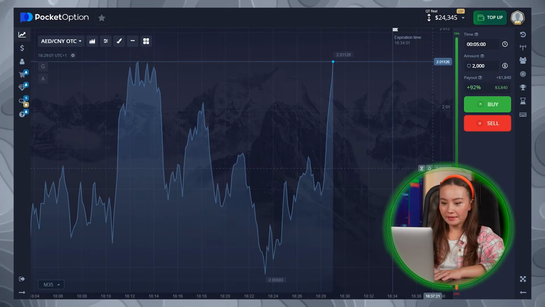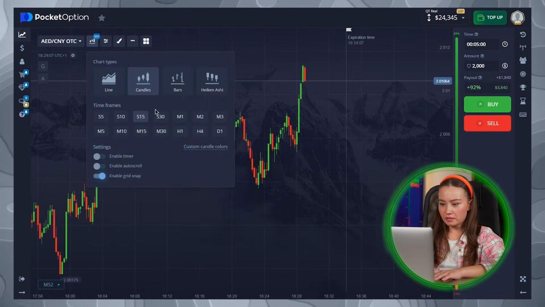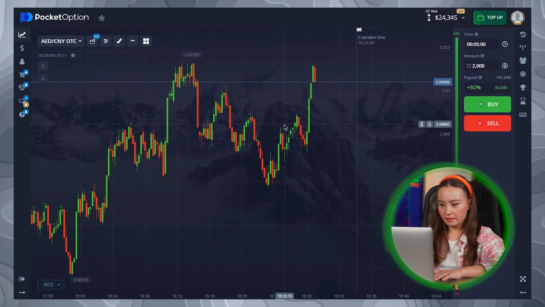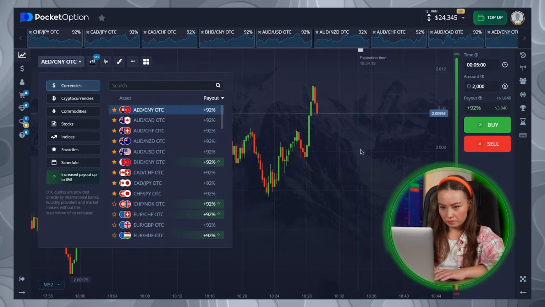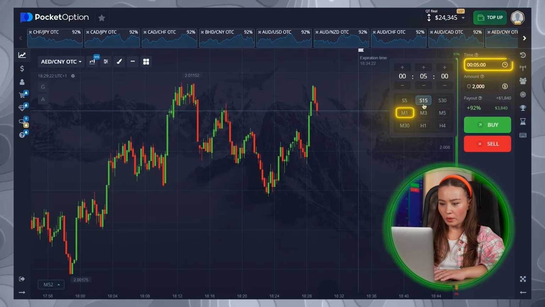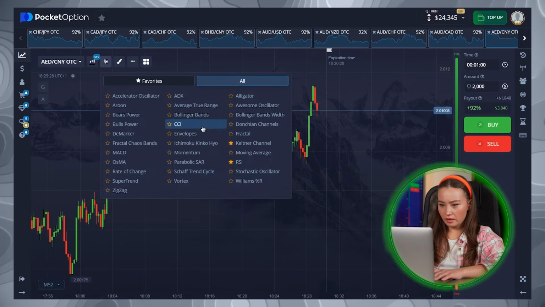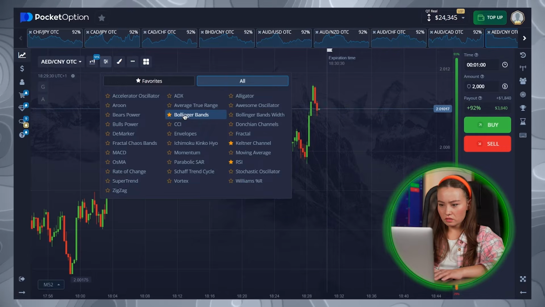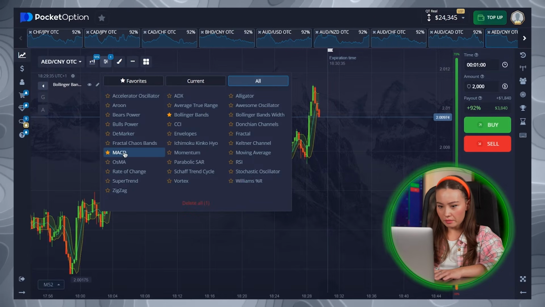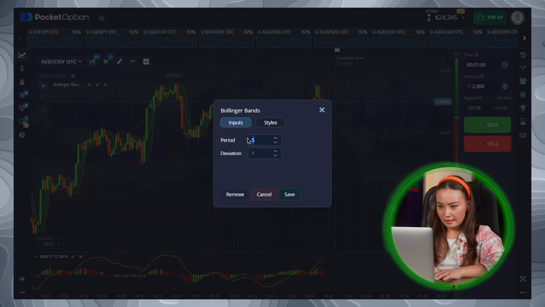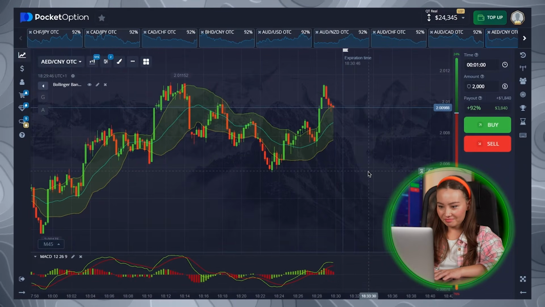Before we start trading, I'm switching to candles, setting the time frame to 15 seconds and adding a few currency pairs, of course. I'm setting the expiration time to 1 minute and entering with 2000. Then I add some indicators. The first indicator is Bollinger Bands and the second is MACD. Let's set Bollinger Bands to a 20 period and start trading.